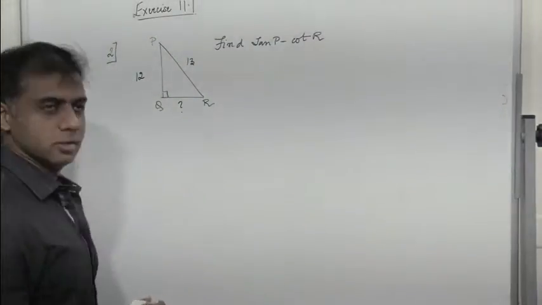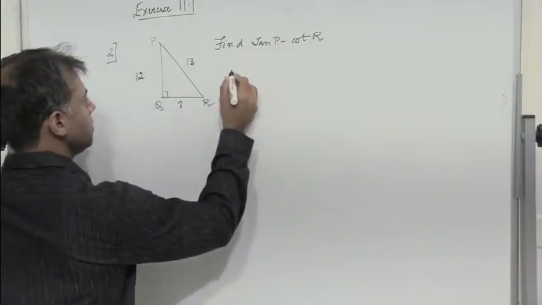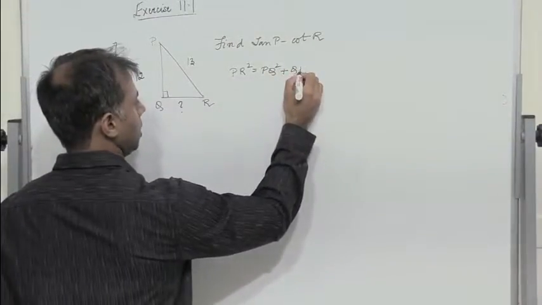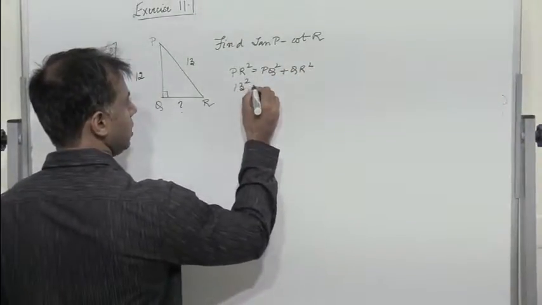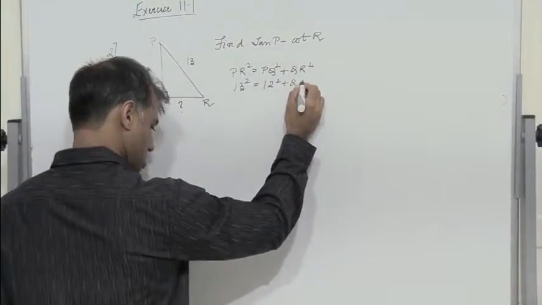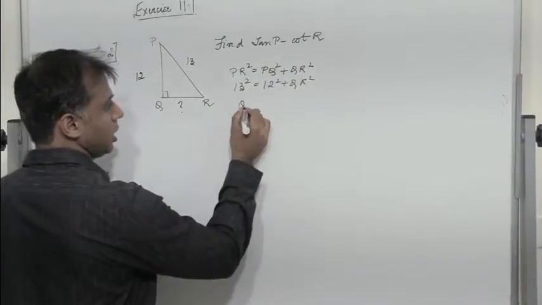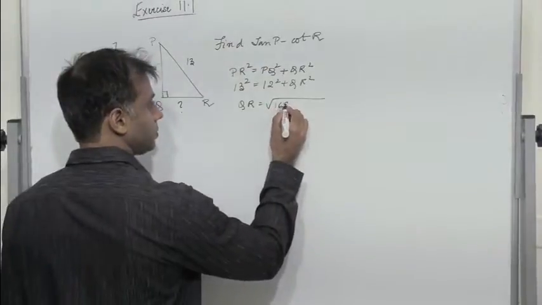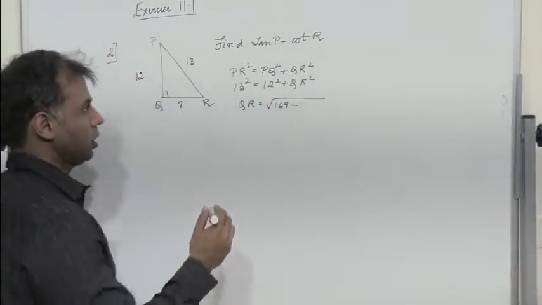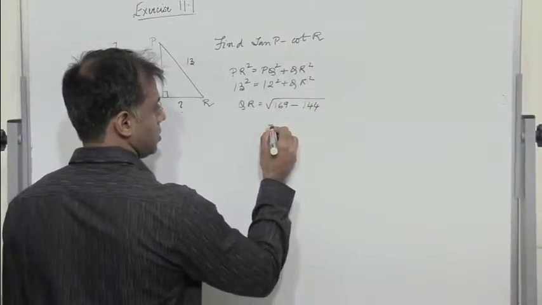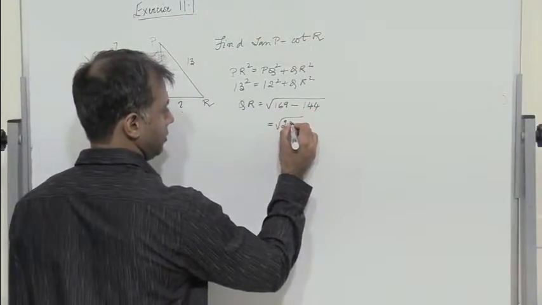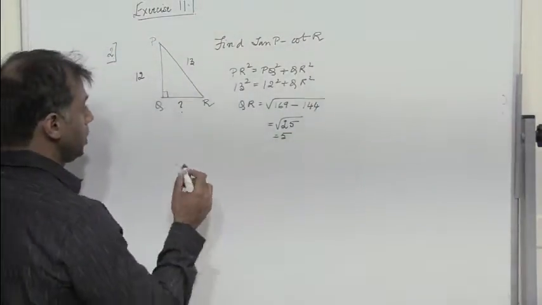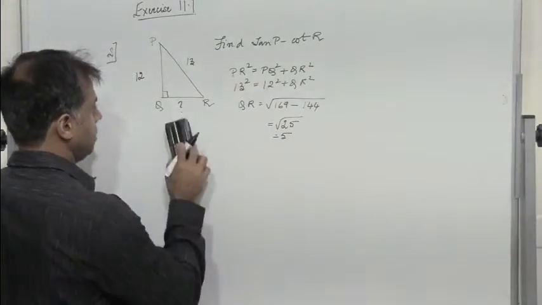So now we need to find QR. So how can we find QR? By using Pythagoras theorem. So we have PR square equals PQ square plus QR square. So this is 13 square equals 12 square plus QR square. So what is QR? 13 square is 169, minus 12 squared is 144. So I get root 25, which is 5. Okay, so very simple. So we get QR, which is now 5. So let me write 5 here.